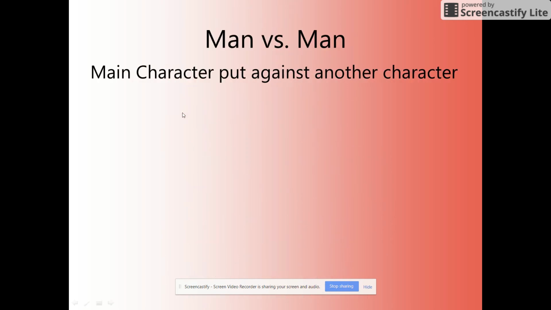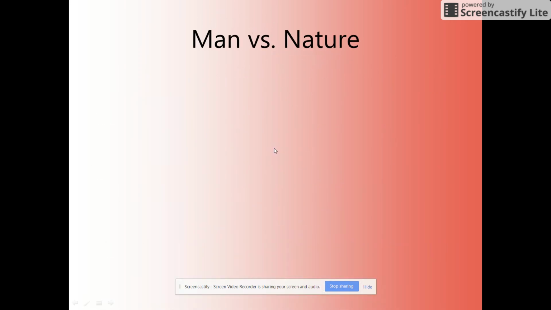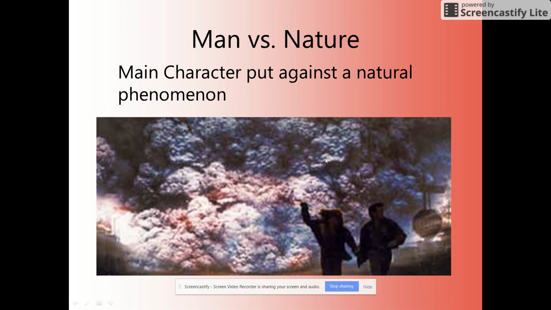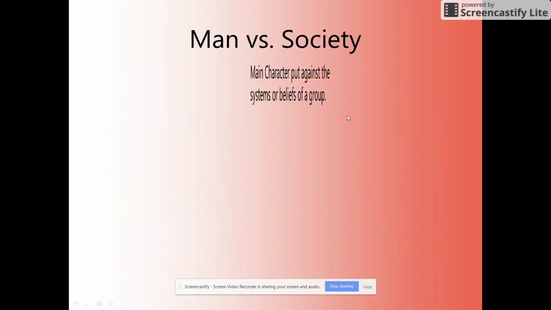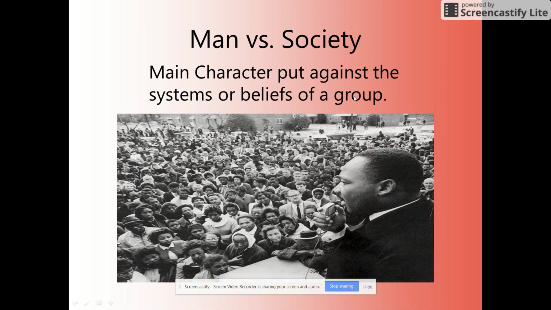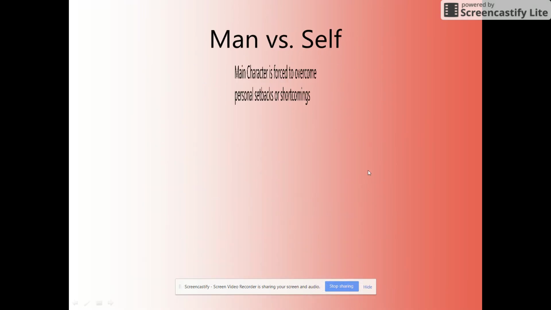So man versus man is when a main character is put against another character, like Batman and the Joker. Man versus nature is when a natural phenomenon is causing a problem for the main character. So, for example, if you were running from this, you are having a conflict with nature. Man versus society is when the character is put against the systems or beliefs of a group. Take the civil rights movement, for example. At the time, Dr. King's beliefs were not very popular, so he was having a struggle with society to try and change their views. And then lastly is man versus self.